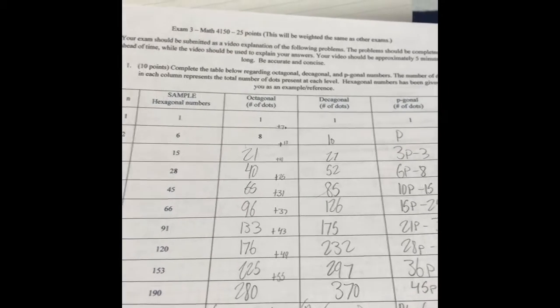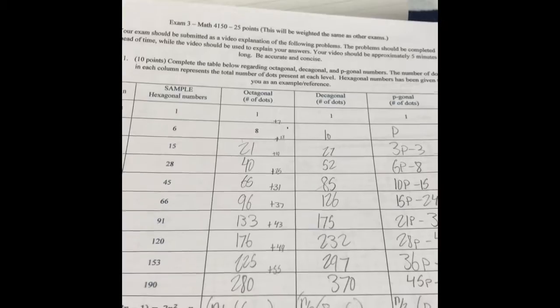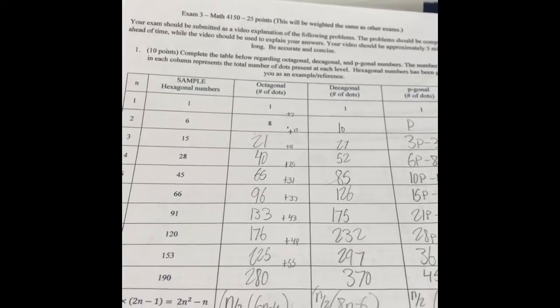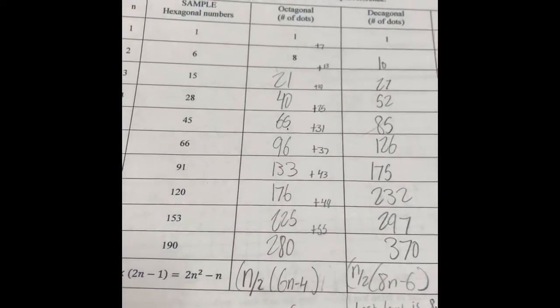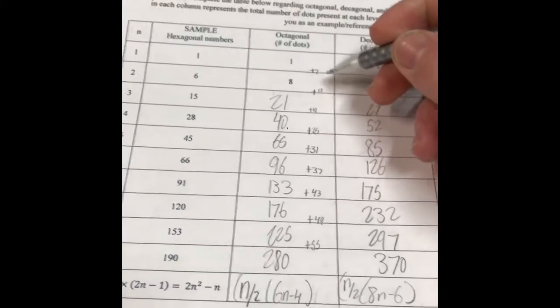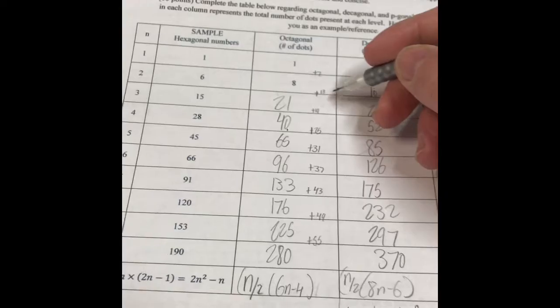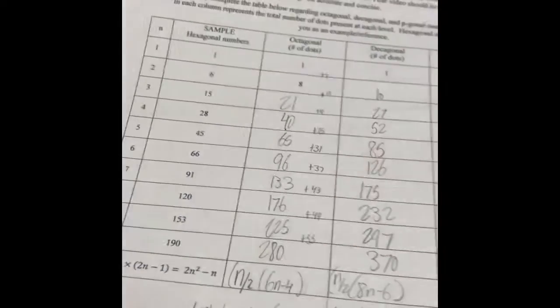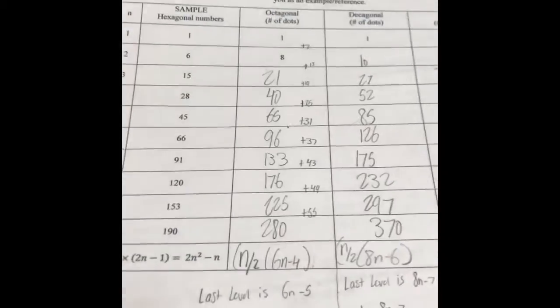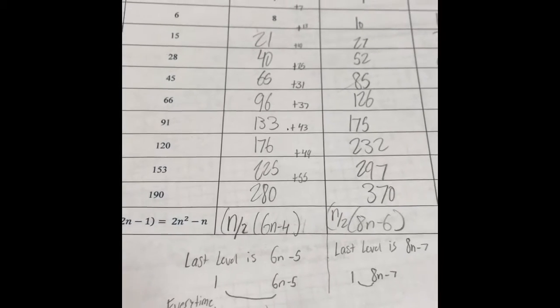So question 1 of exam 3, we were supposed to fill in the table regarding octagonal, decagonal, and pentagonal numbers. So first with octagonal, here are my answers. I found that each time, you start by adding 7, you then add 13, so you're adding 6 additional from the last level. My n formula for this is n over 2 times 6n minus 4.